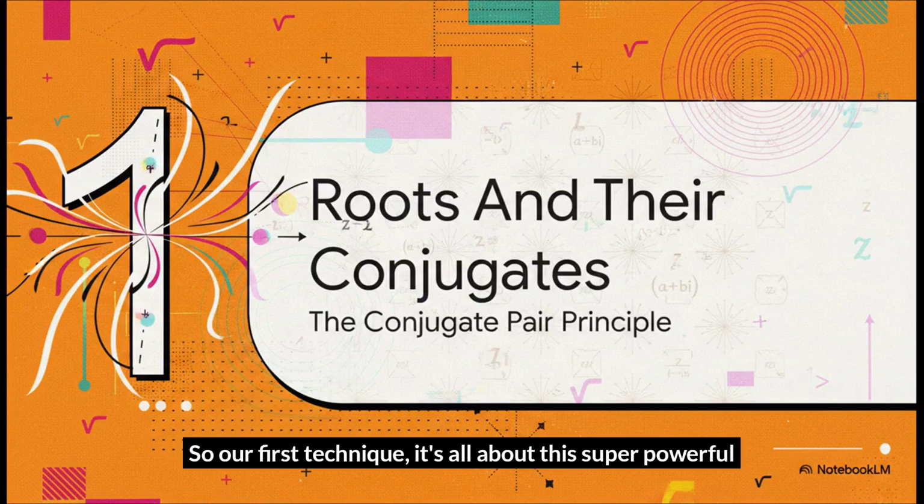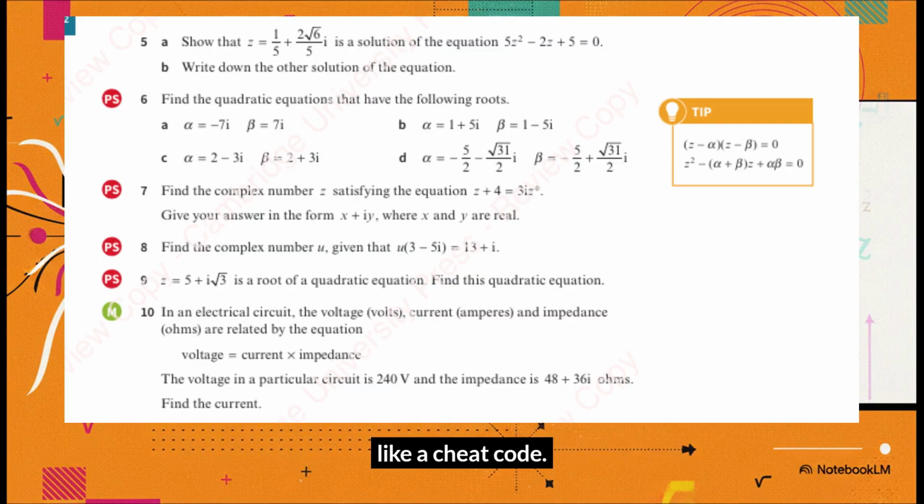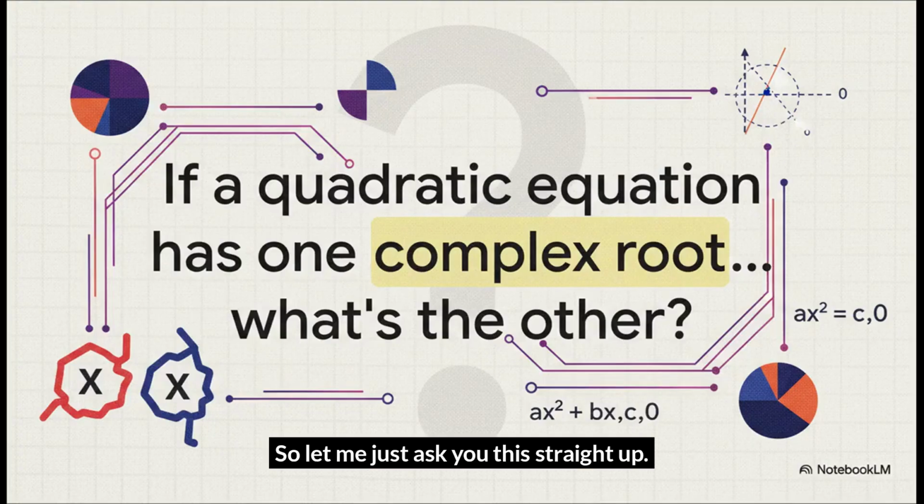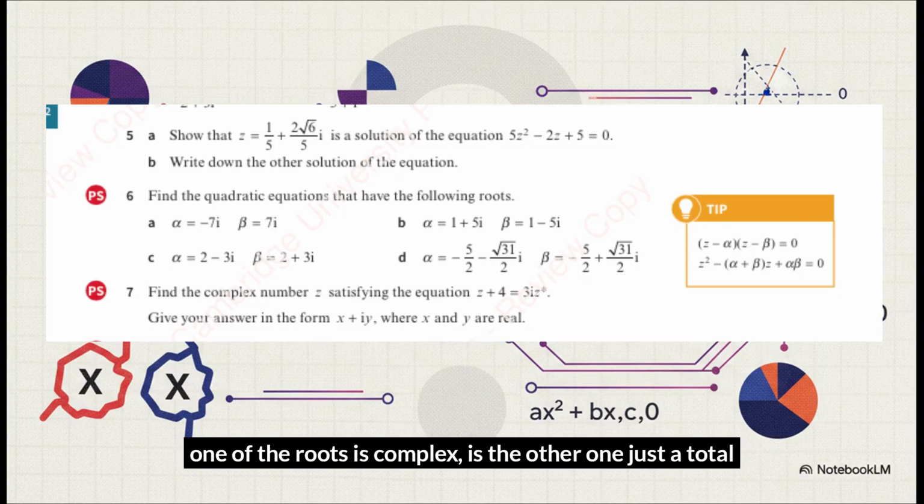So, our first technique, it's all about this super powerful relationship, the one between a complex root and its conjugate. Seriously, understanding this is a massive time saver. It's almost like a cheat code. So let me just ask you this straight up. If you've got an equation with real coefficients and you know one of the roots is complex, is the other one just a total mystery? Or is there some kind of hidden link?